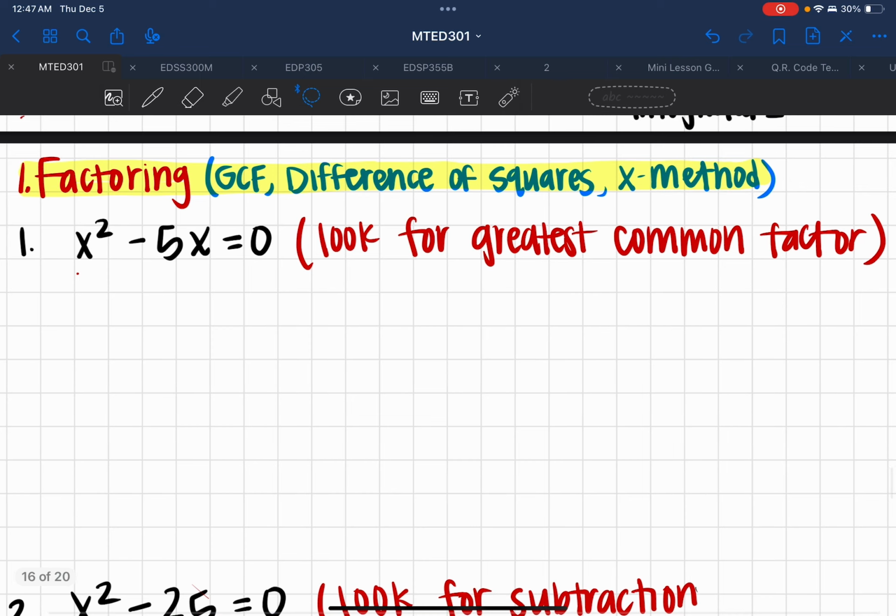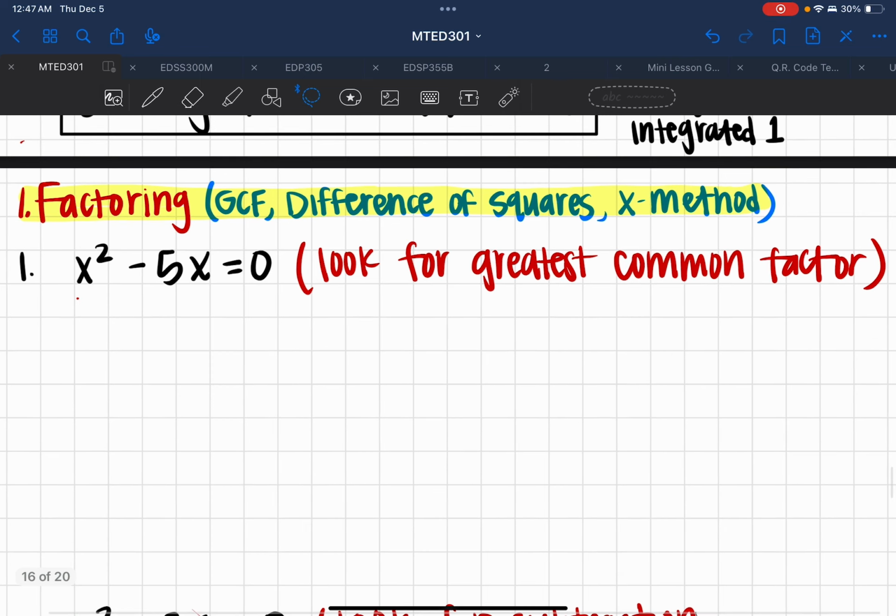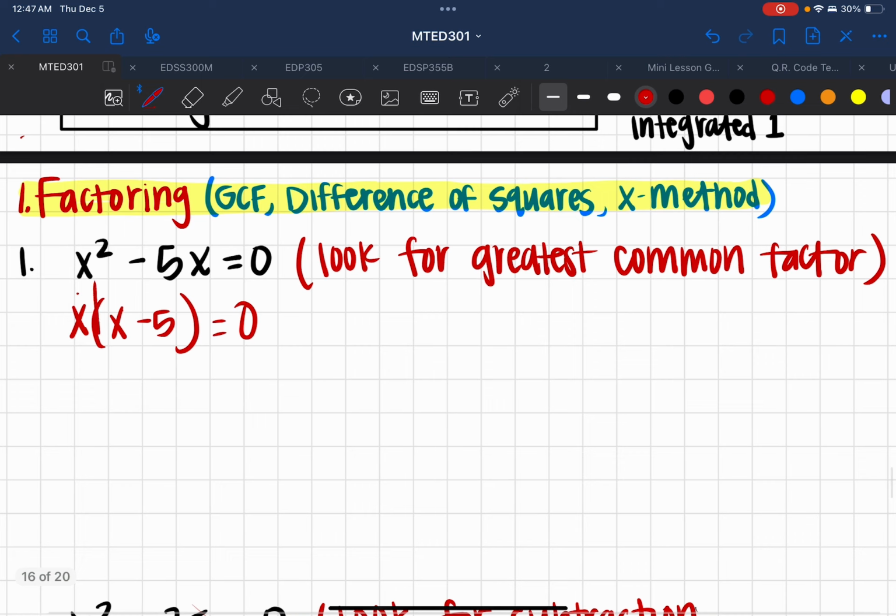So we see our first problem here says x squared minus 5x equals 0. And I'm seeing that it says look for greatest common factor. Right off the bat, I'm noticing that this term here has an x and this term here has an x. So I know that I can pull out an x in this problem and be left with x minus 5 equals 0. We now have two equations.